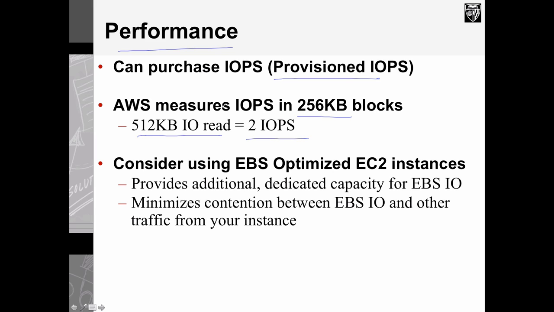Another improvement we could make for our application is to use something called EBS optimized EC2 instances. When you use EBS optimized EC2 instances, Amazon guarantees you additional dedicated capacity for your EBS input-output. This minimizes the contention between EBS I/O and the other network traffic that may be originating or directed at your instance.